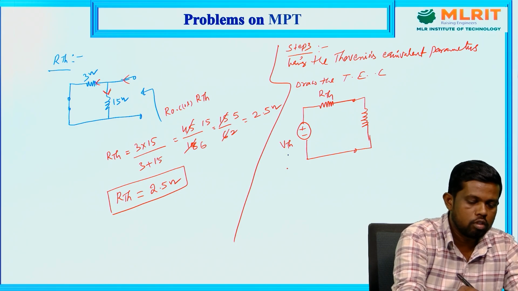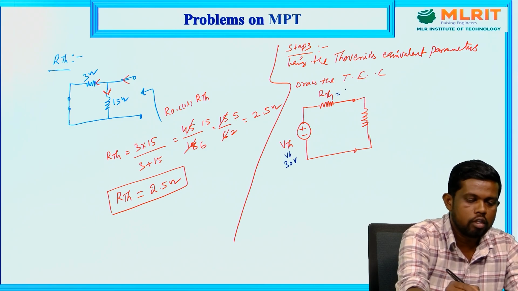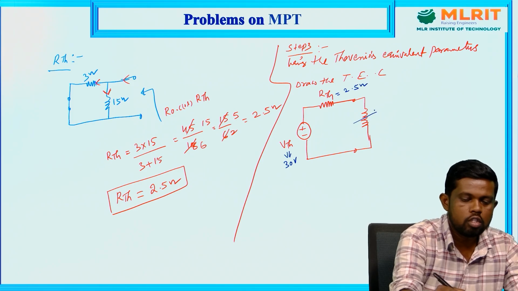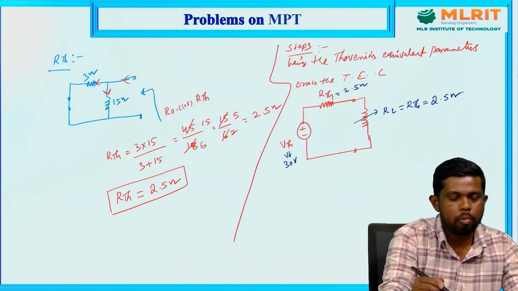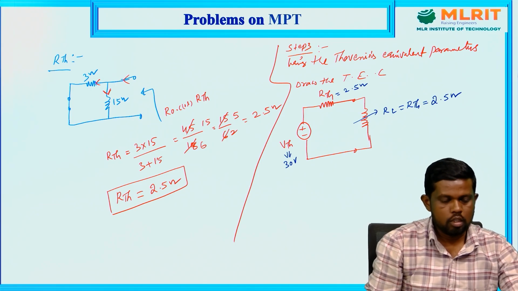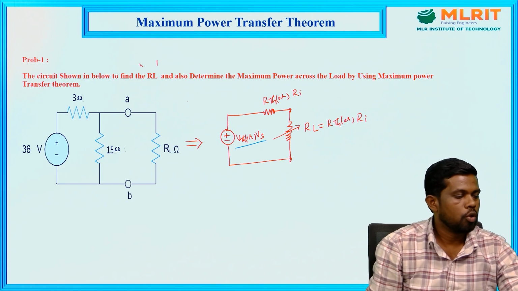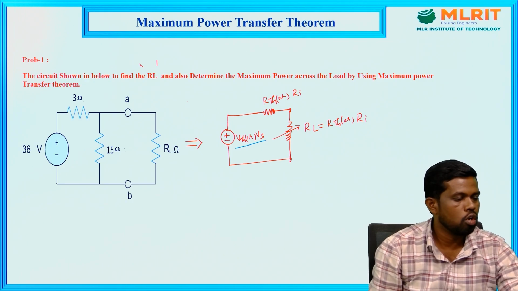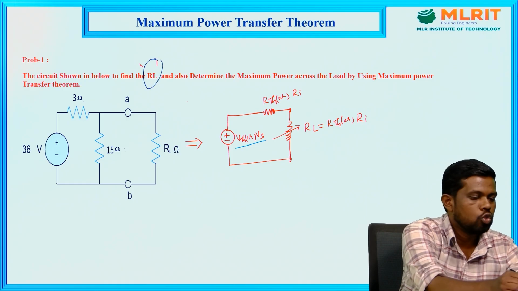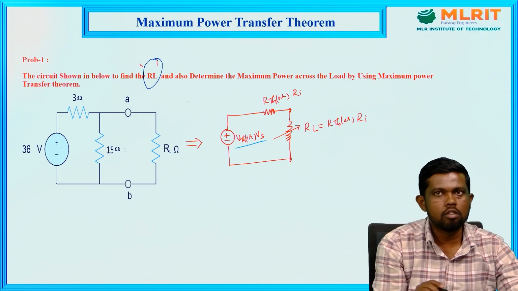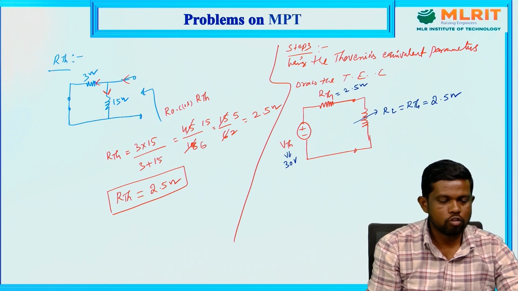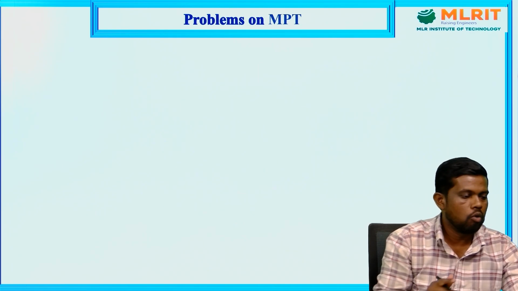So this is the VTH, which we got as 30 volts, and RTH is 2.5 ohms. This is the load resistor, RL equal to RTH, which means it's 2.5 ohms. In the question they are asking us to find the RL value, which we have determined as 2.5 ohms, and also to determine the maximum power across the load resistor. Based on the maximum power transfer theorem, we would like to find the maximum power value.